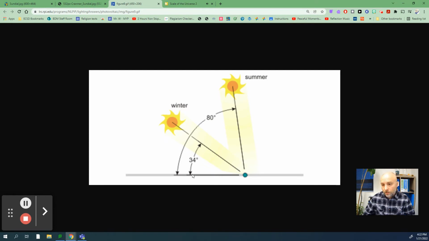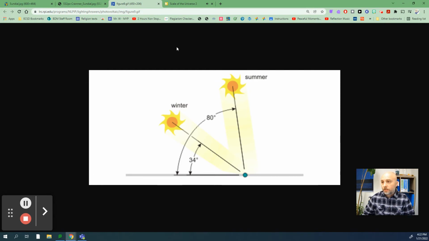So you can see here, in the winter sky, the sun is 34 degrees above the horizon, or above the earth. And in the summer one, the sun is 80 degrees. So a very simple thing to remember: the higher the sun is in the sky, the larger that angle is, the larger that number is.